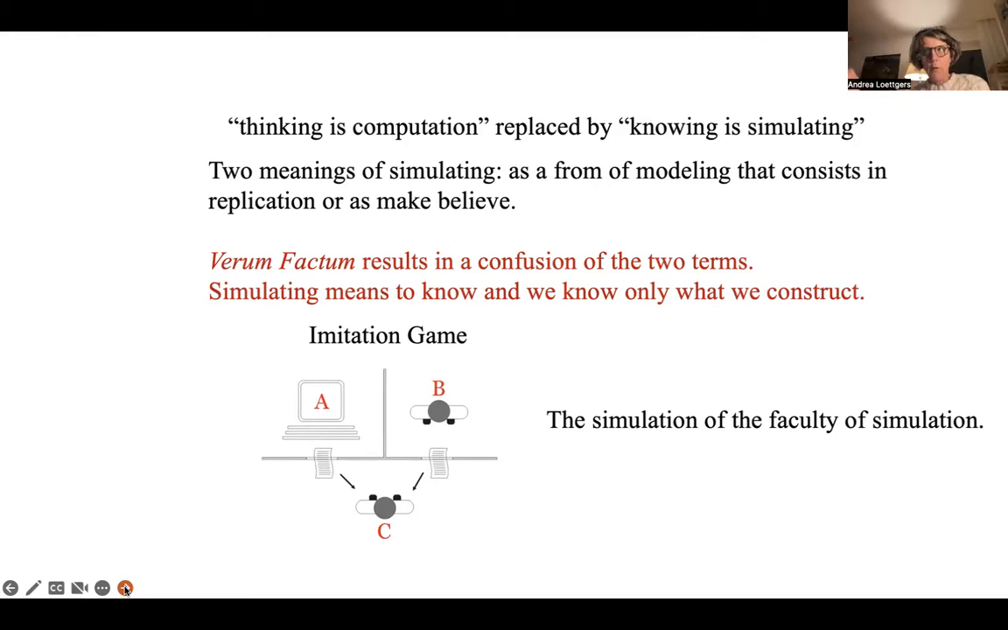Simulation means to know; we have to already know. And this verum factum, as has been discussed before, says that we only know via construction. So how do these two things come together? And frankly, I don't understand how this should be.